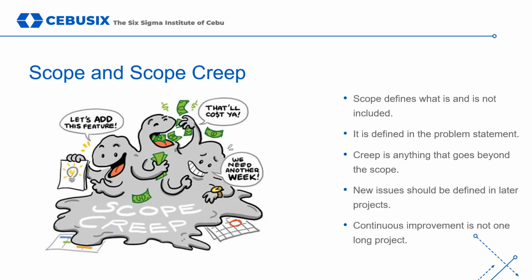Scope is the definition of what is included and what is not included in a process or improvement project. You begin defining scope with your problem statement. The information that you include in the statement gives clues to what you will be working on, and the goal statement provides appropriate limits on the work to be done.